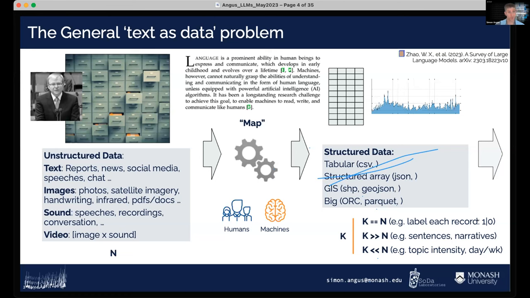So we need to structure it or map it into something that we can work with and run our statistical models. And I know that your community is largely using R. This is a classic kind of "how do I get to my data frame" or tidy universe kind of world. How do I start working with these data?